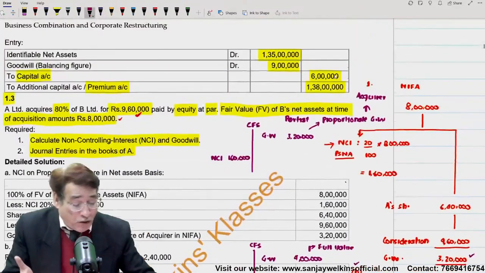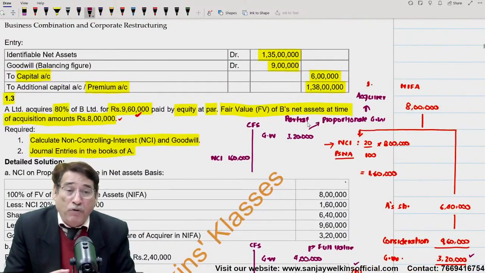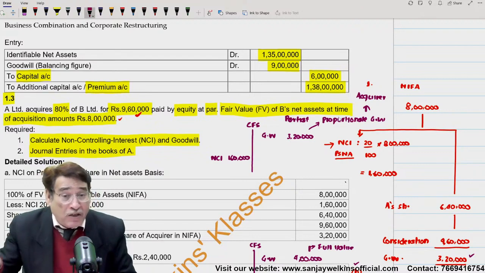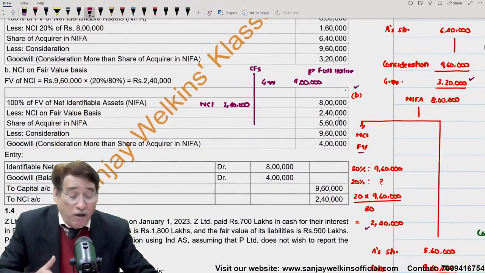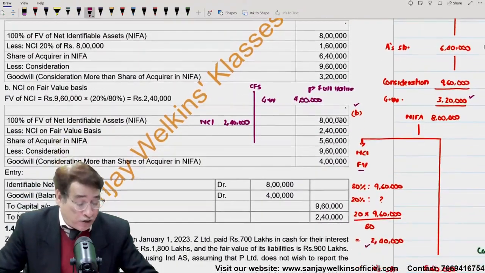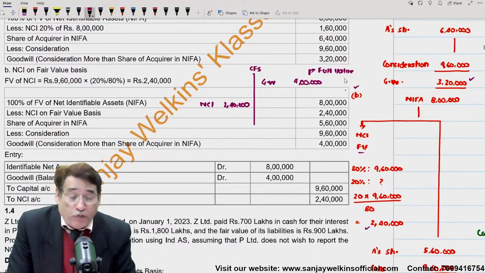For example, a particular question may ask you to compute the amount of goodwill on proportionate basis, or compute the partial amount of goodwill. Indirectly, it means you have to take NCI on a PSNA basis. That is why you need to be very well acquainted with all these terms. Anyway, this is known as full cost of goodwill or full value of goodwill.